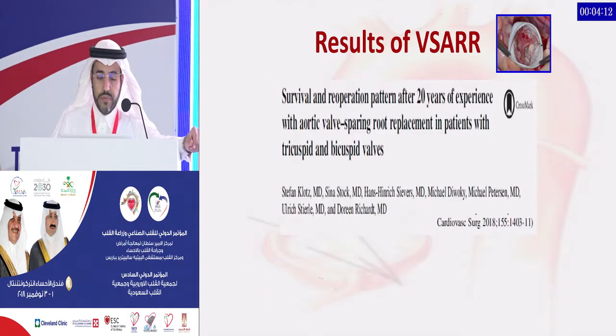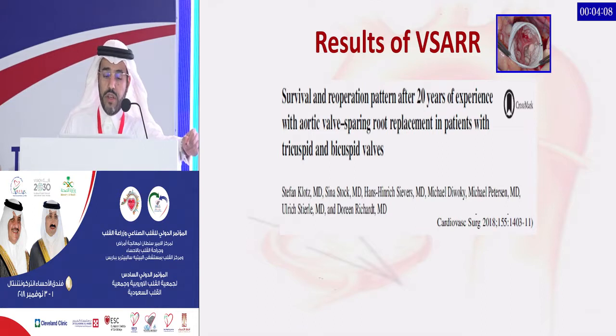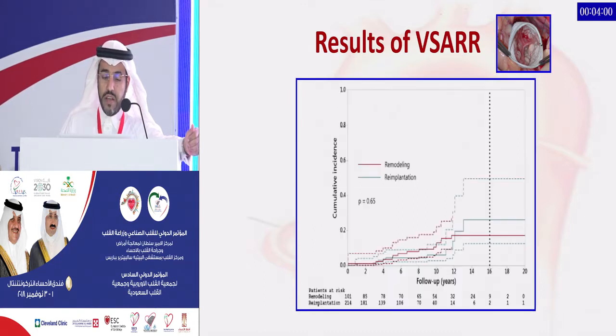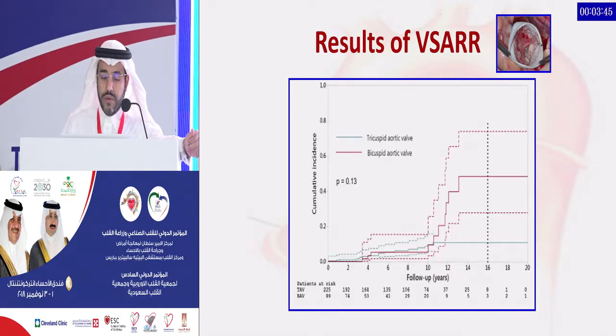Again, from the same group in Germany, Sievers' group, they compared the valve sparing procedures in tricuspid and bicuspid valves, and they found that the reimplantation and remodeling have no difference in survival. However, if you look at this graph, up to 10 years, there was no difference. But then after 10 years, the graphs start to separate. But also, there is a low number of patients who are being followed. So this is something to keep in mind.